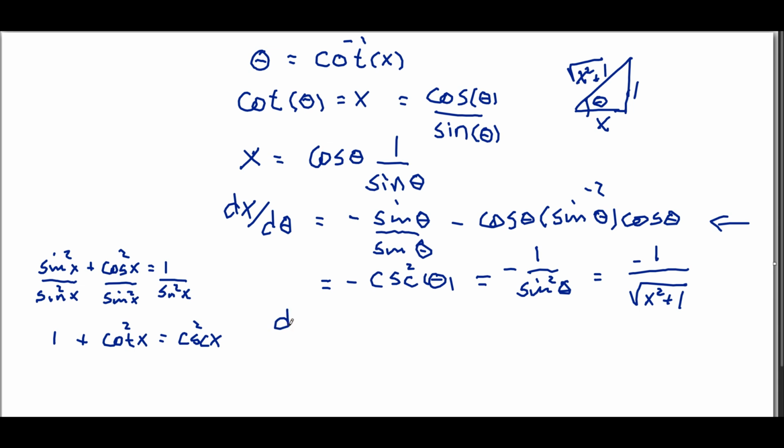But we're flipping this. Remember, we're looking for d theta dx, which is equal to d dx of the arccotangent of x, and that is equal to minus 1 over x squared plus 1.